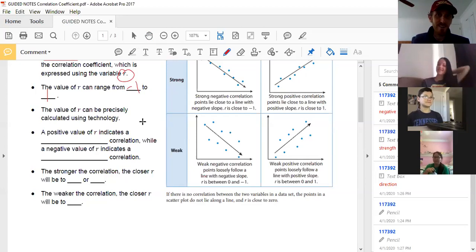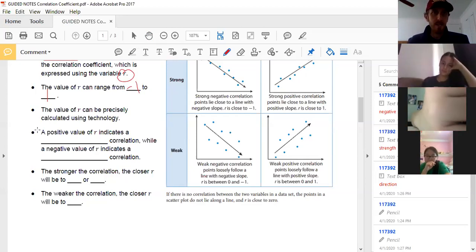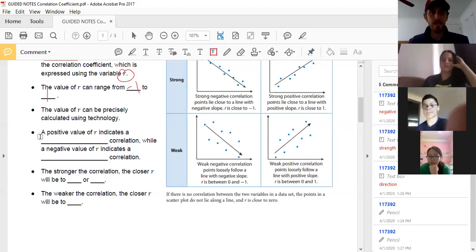All right, so here's where you guys come in. Okay, I'm looking here. It says a positive value of R. You think that's going to be positive or negative correlation?